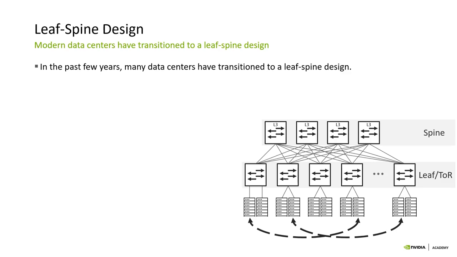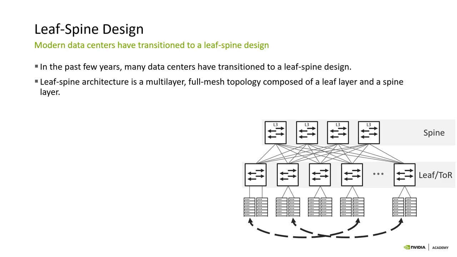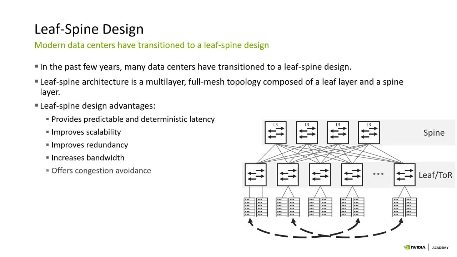In the past few years, many data centers have transitioned to a leaf spine design to overcome the limitations of the hierarchical design. A leaf spine architecture is a two-layer full mesh topology composed of a leaf layer and a spine layer. The spine switches connect the leaf switches with one another, whereas the leaf switches connect servers to the network. For that reason, the leaf switches are also referred to as the top of the rack switches, or TORs. Every leaf switch is connected to every spine switch, and obviously vice versa. The leaf spine architecture has many advantages as listed here.